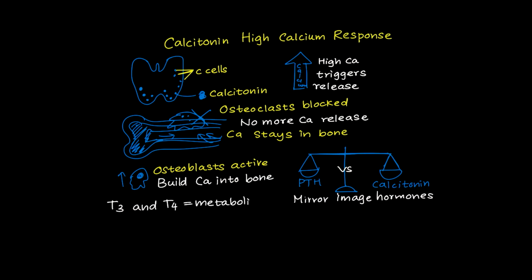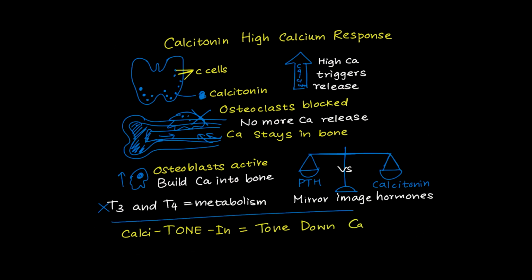Here's a WGD D236 OA exam tip for you. Connect calcitonin to its role using calcitonin means tone down calcium. High calcium goes into bone and gets toned down. Calcitonin tones down calcium into bone.